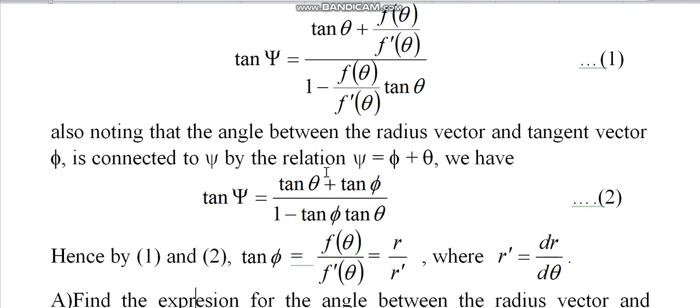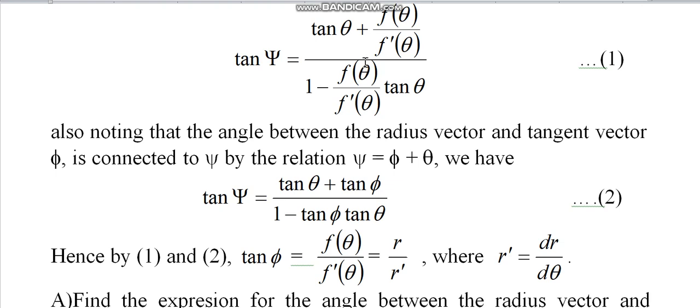So we use the same relation, psi is equal to phi plus theta, and therefore tan psi is equal to tan of phi plus theta. Tan of phi plus theta is equal to tan phi plus tan theta divided by 1 minus tan phi into tan theta. Looking at both equations 1 and 2, you may note that tan psi is the same on the LHS. So the RHS must be the same.